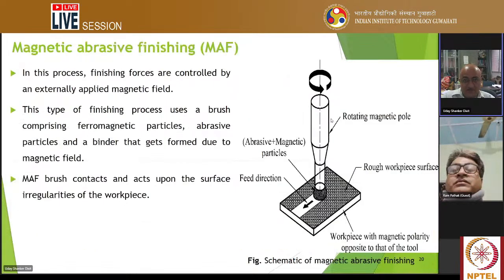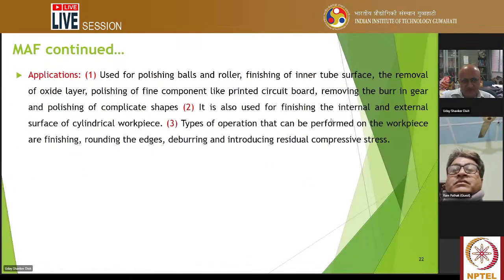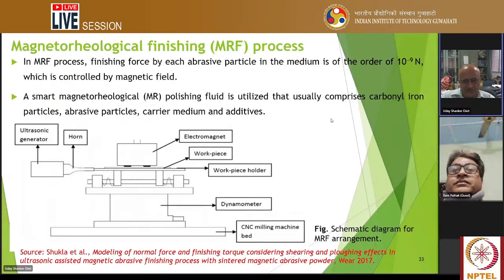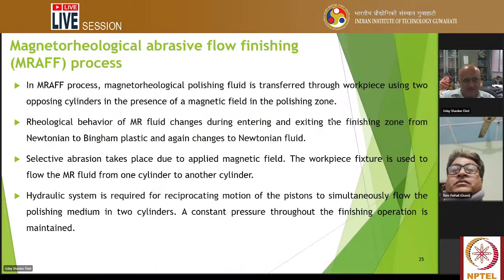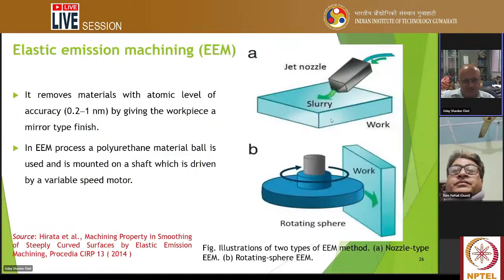and then magnetic abrasive finishing. Okay, that means a magnetic field is controlling the movement of the abrasive particles. And then we have magneto-rheological finishing. Okay, that means the rheology of the material changes. And this is magneto-rheological abrasive finishing, elastic emission machining.